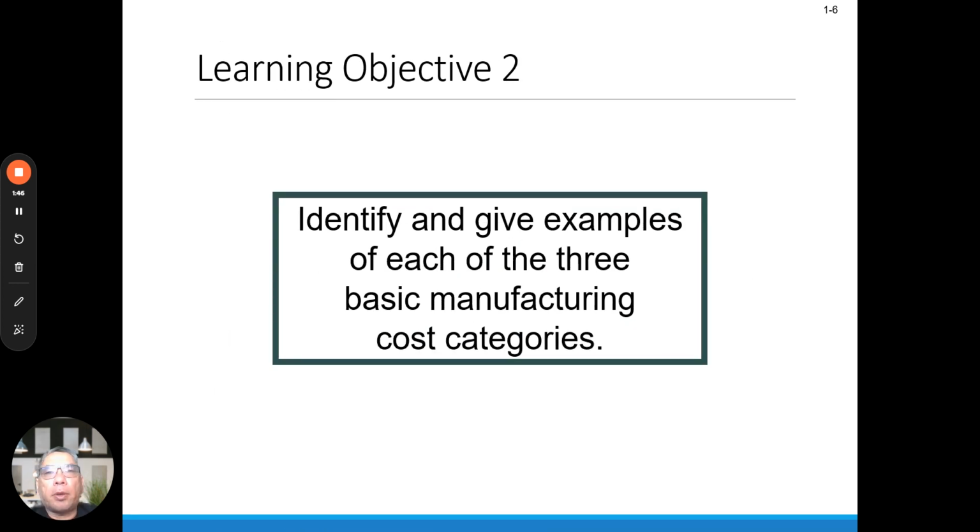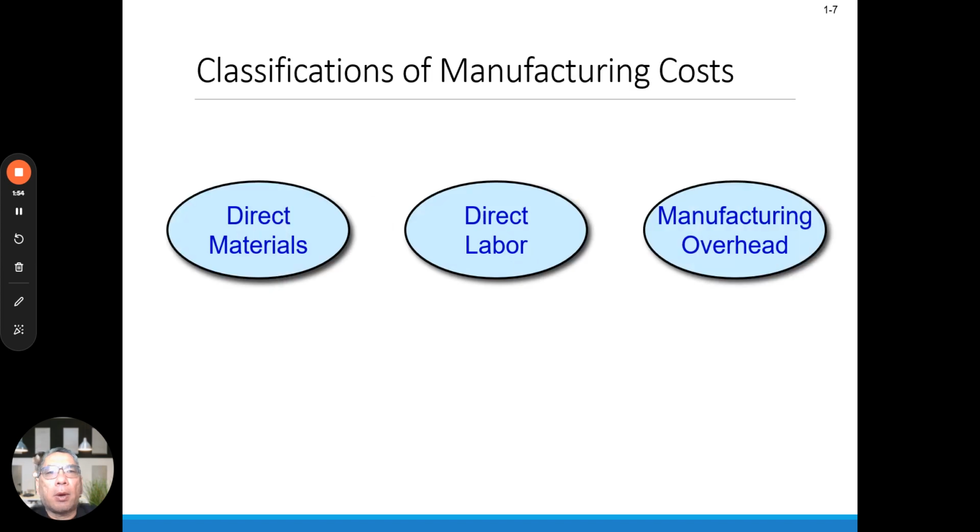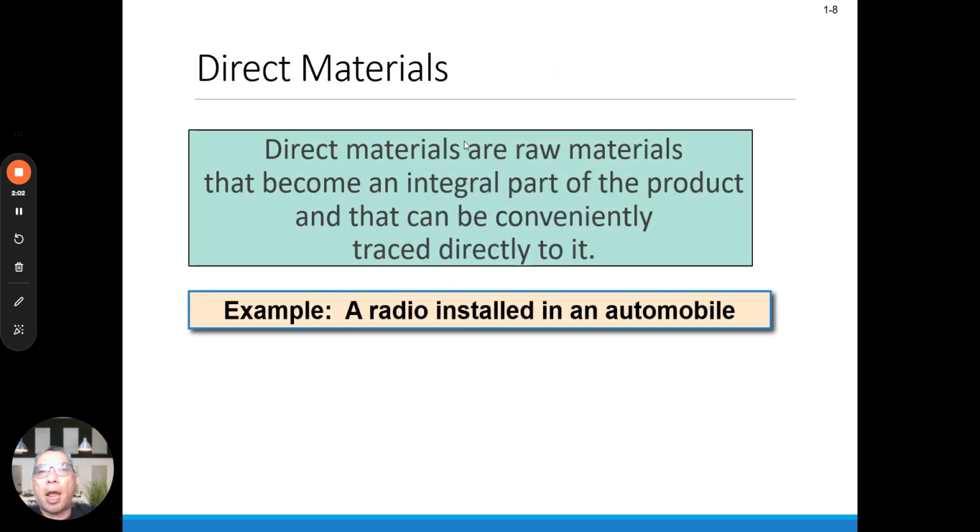Learning objective 2, identify and give examples of each of the 3 basic manufacturing cost categories. What are those? Direct materials, direct labor, and manufacturing overhead. What are direct materials? Direct materials are raw materials that become an integral part of the product and that can be conveniently traced directly to it. An example is a radio installed in an automobile.